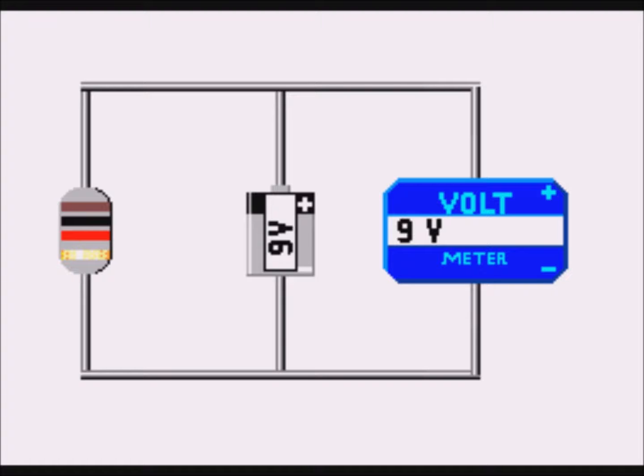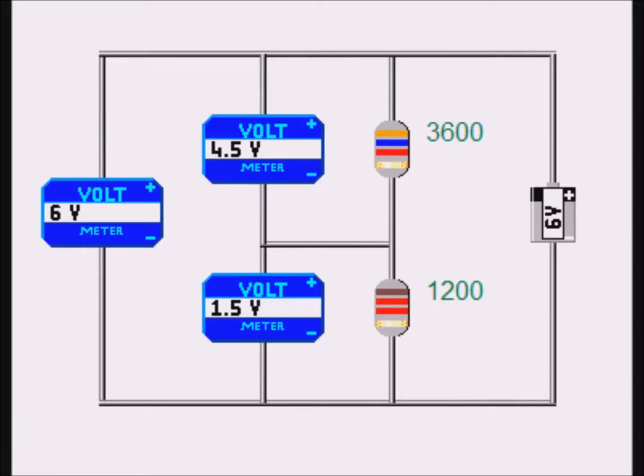Because the top of the resistor is joined to the top of the battery, we can also say that the voltage at the top of the resistor is plus 9 volts. Similarly, the voltage at the bottom of the resistor is 0 volts. In this example, we have resistors of 3,600 ohms and 1,200 ohms. We have a 6-volt battery and have placed 3 voltmeters. Current is flowing through the two resistors.